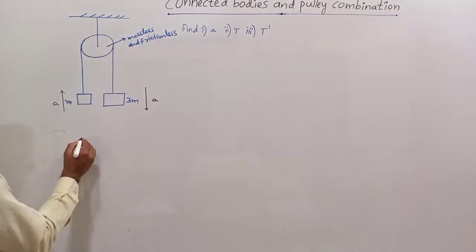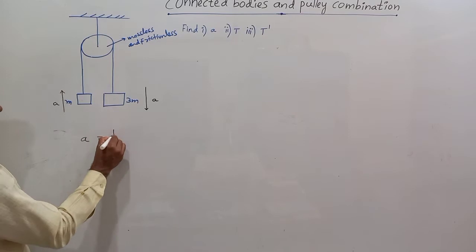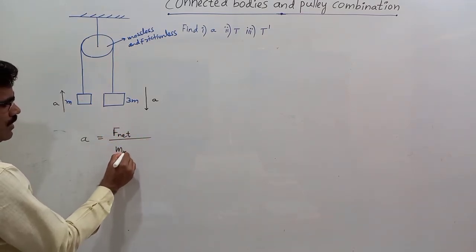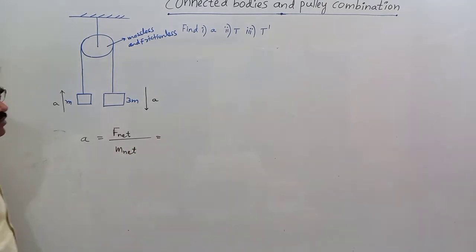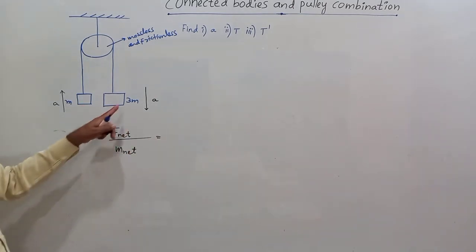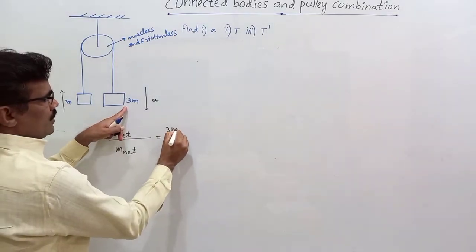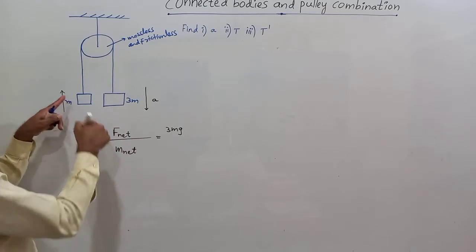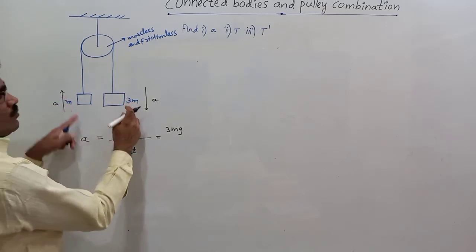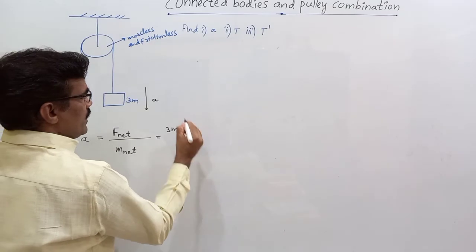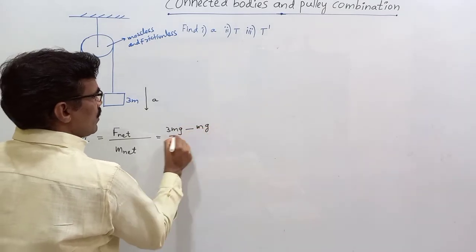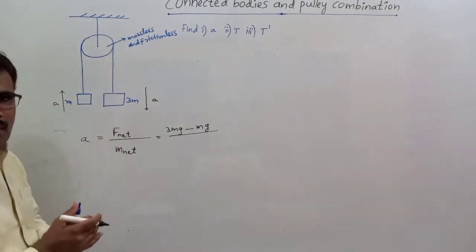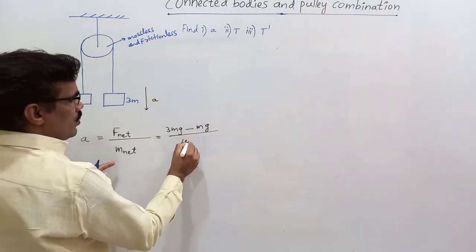Simple trick. We know that acceleration is equal to net external force divided by net mass. Net external force is nothing but their weights only. The weight of this one is 3mg, which is in the downward direction. Here mg is downward, opposite to 3mg. That's why the net force is 3mg minus mg, acting on both the blocks. That's why the total mass is 4m.